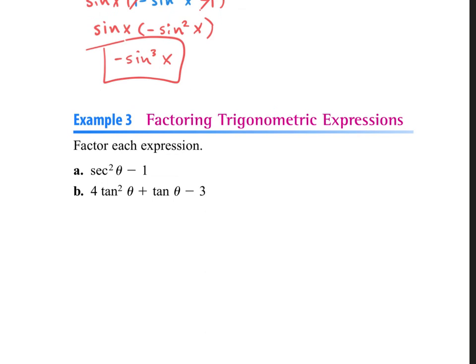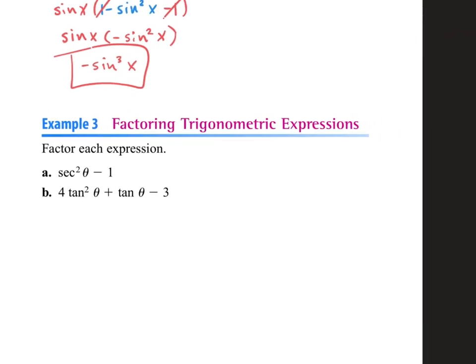All right, so example 3, we are factoring each expression. So let's look at A. We have secant squared theta minus 1. So we can say this is x squared minus 1. So I'm just substituting x in for secant. Do we know how to factor x squared minus 1?